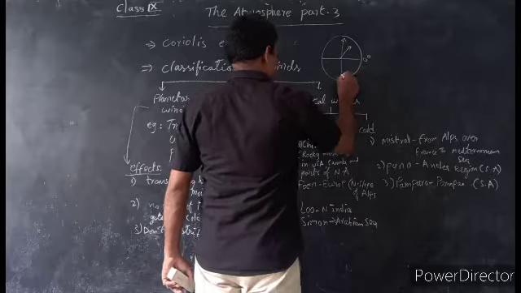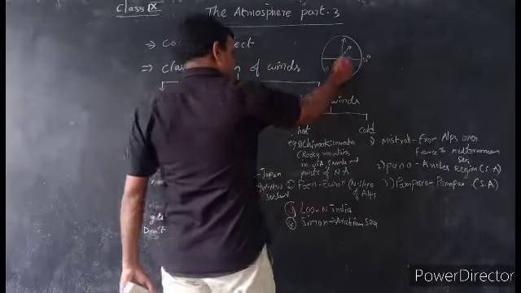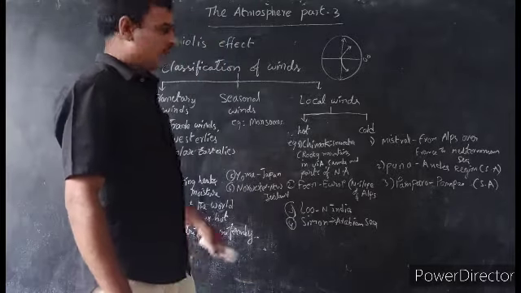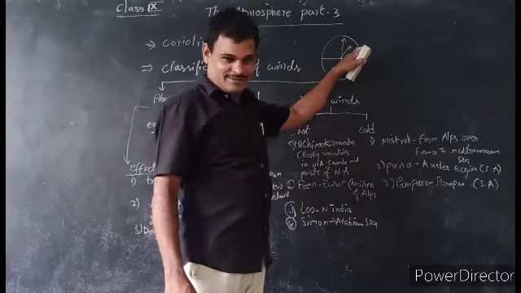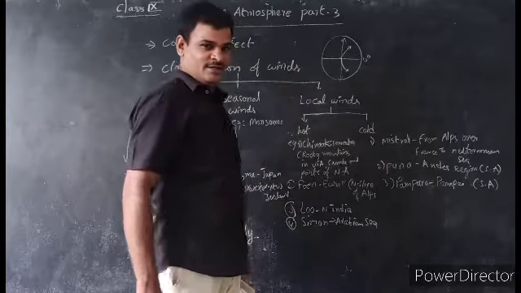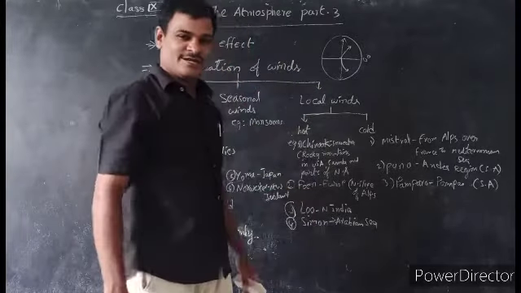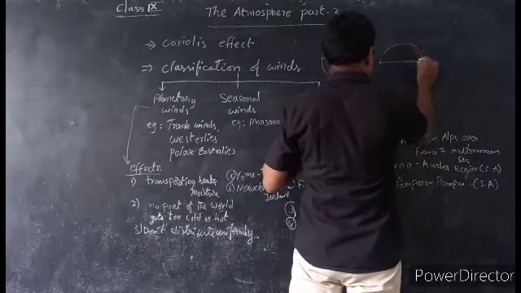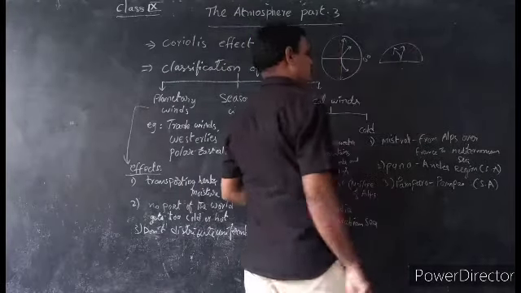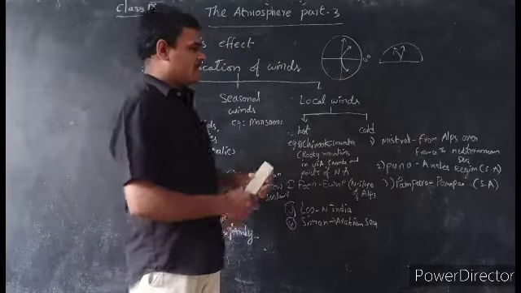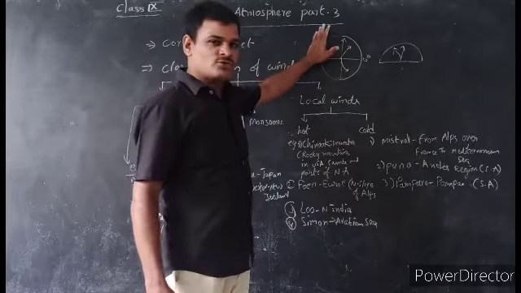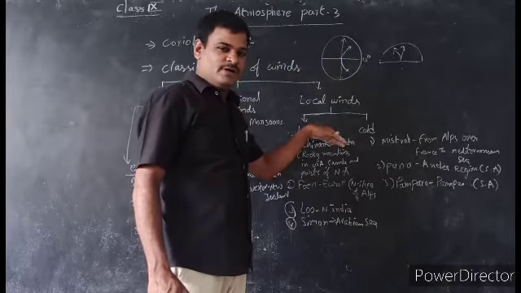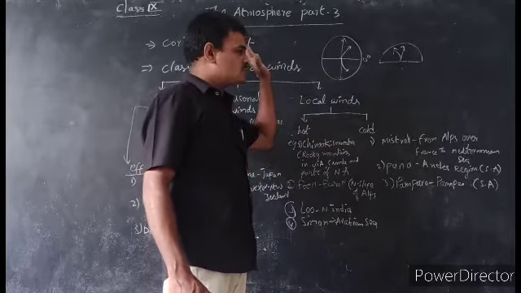What about the southern hemisphere? It is to the left. Both seem to be in one direction, but if you reverse the globe, you can understand. So in the northern hemisphere the wind moves to the right, towards the east. In the southern hemisphere it moves to the left, towards the west.